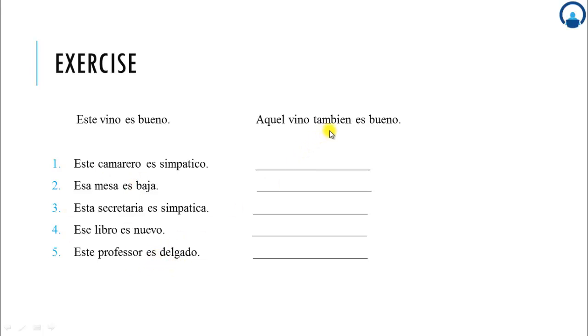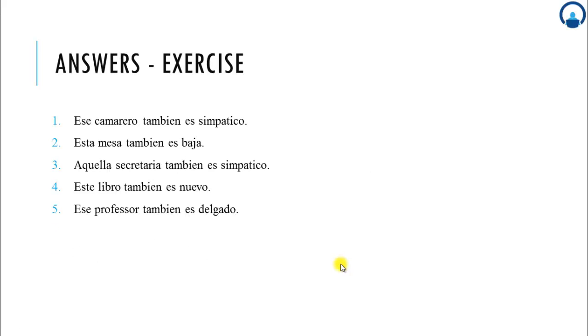Also note that I've included one extra word in the statement, and that is también. También means also. There's a rule behind writing the también word in Spanish, and that is it comes before the verb. So, aquel vino también es bueno. That wine also is good. So, change this to that and that to this, and write down these answers. After you write down these answers, check the answers for yourself, and I hope you are good to go.